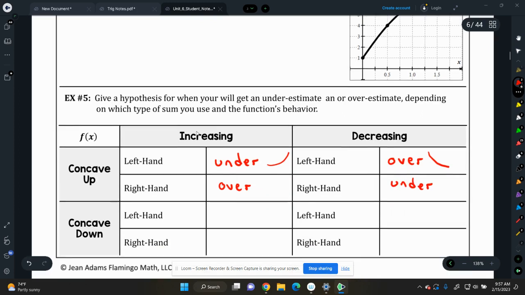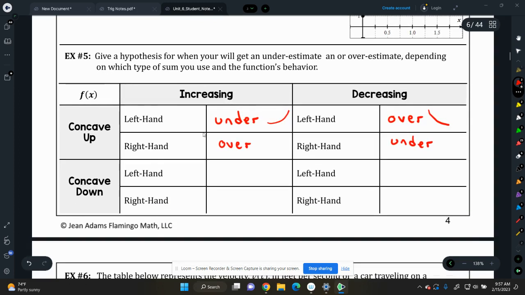You can kind of reason it through. Just draw a little curve here and look at it. That's what I do. Concave down and increasing, so we're looking at this: the left approximation will be an under, and the right approximation will be over. Concave down and decreasing, so we're looking at that: a left approximation will be over, and a right approximation will be under.